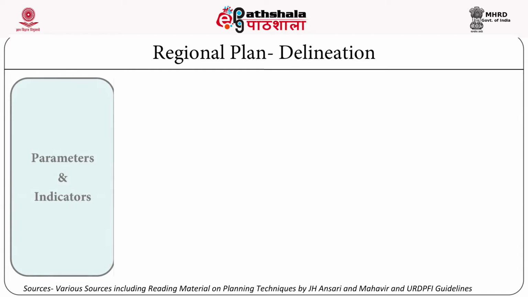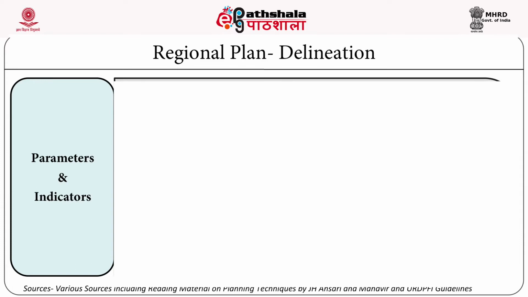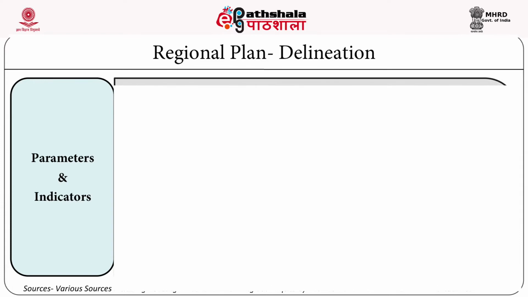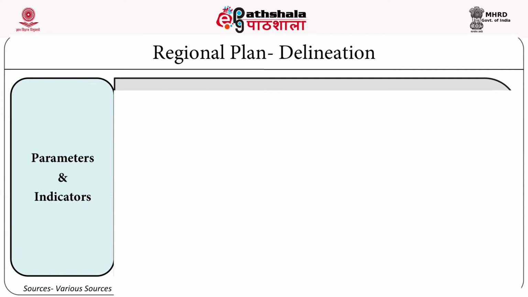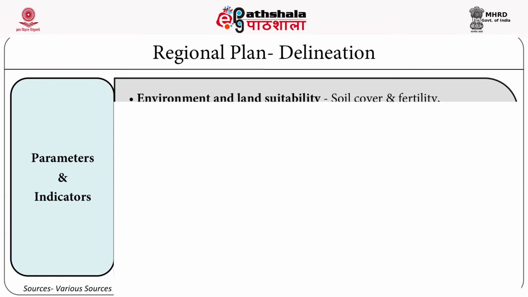Generally, a land suitability map is prepared for the region in order to know which lands are suitable for development and which lands are suitable for conservation or protection. Now, how do we do this land suitability analysis? For this, we have to have separate maps for various indicators. And what are these indicators? First, soil cover and fertility, so we need soil fertility maps. Then the topography, so the surface contours or the landform.